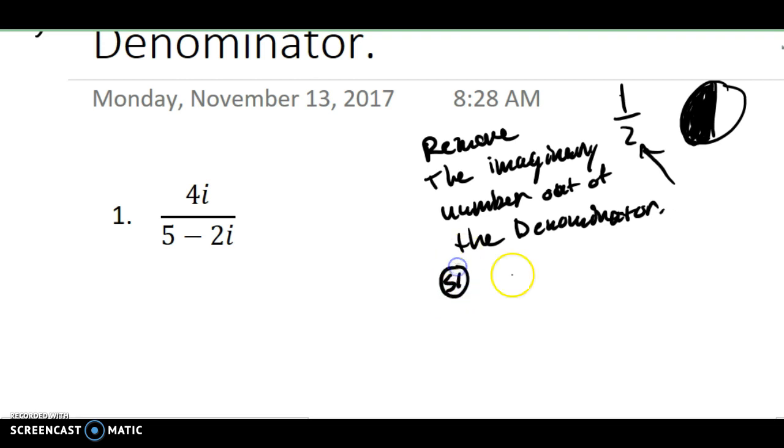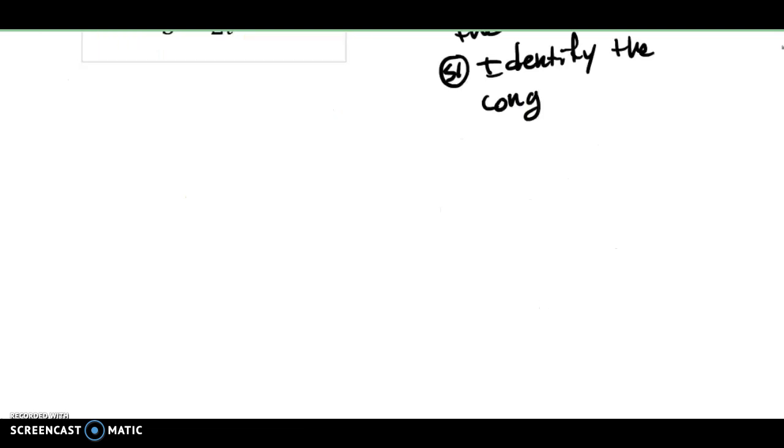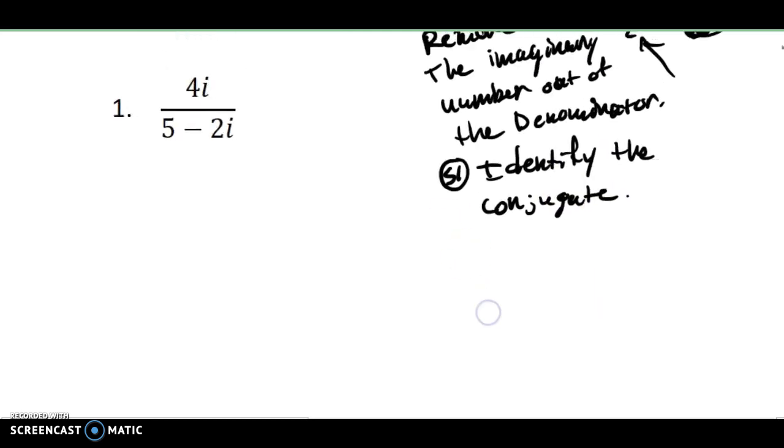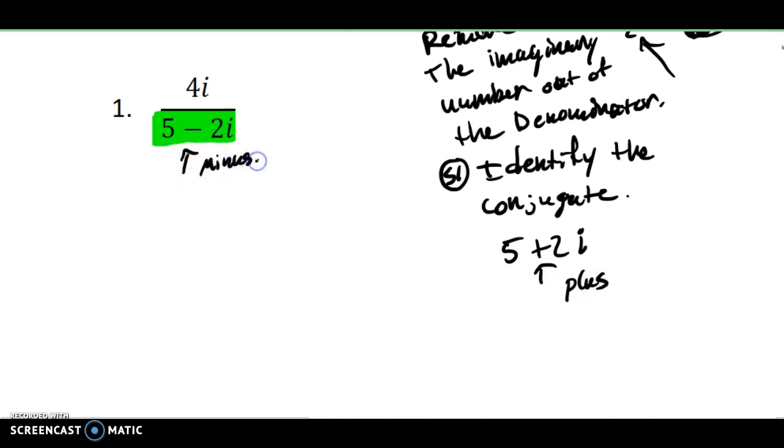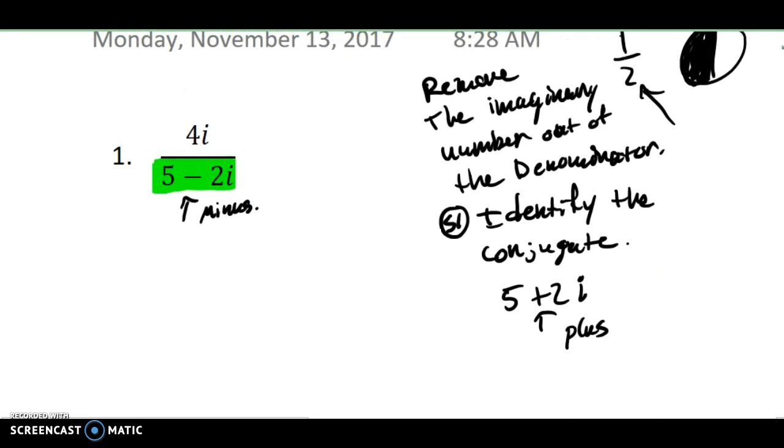So our step one is to identify the conjugate. If I can spell it, C-O-N-J-U-G-A-T-E, conjugate. So what we're going to do is this right here has a complex conjugate, and all it is, we switch the sign. Notice there, this is plus, and that is minus. Okay, and that is the conjugate. So we just basically take the denominator and switch the sign in the middle.